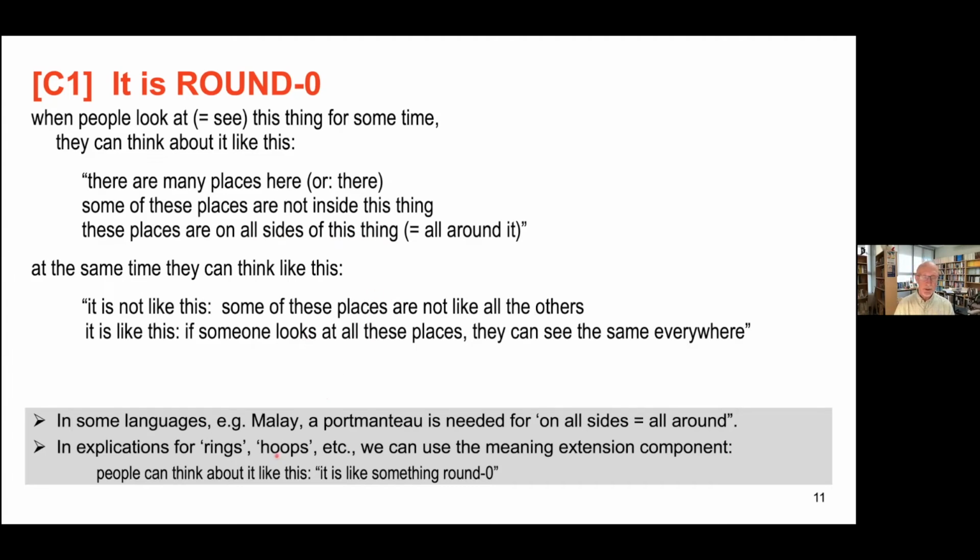You probably noticed at the bottom here, I don't think this explication would really work for a ring, the kind of ring you put on your finger, because the idea of being aware of places that are not inside perhaps doesn't sit too well with a ring, or for a hoop for that matter, like a hula hoop. On the other hand, for that kind of item, we could use this meaning extension in the explication for ring or for hoop: people can think about it like this. It is like something round.